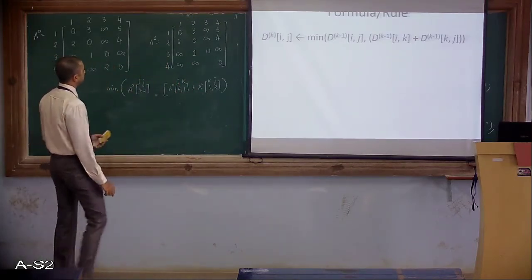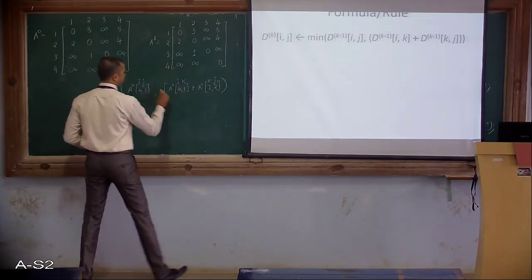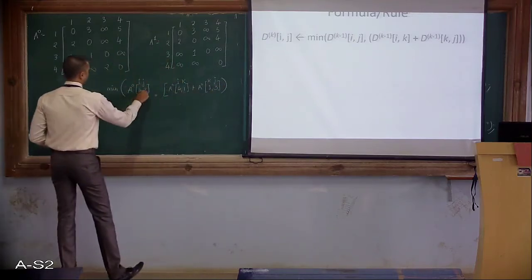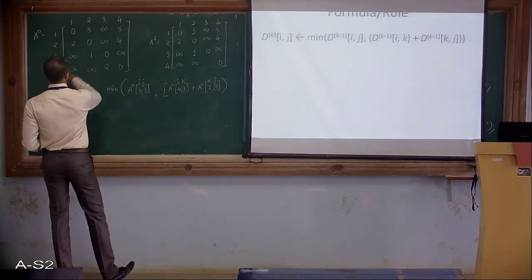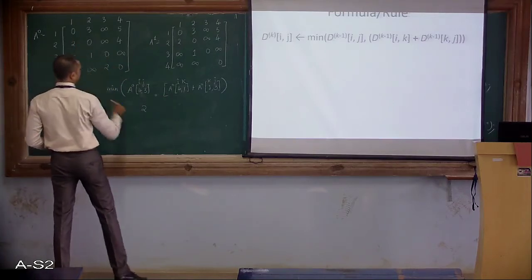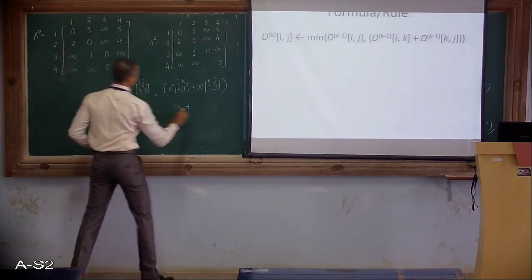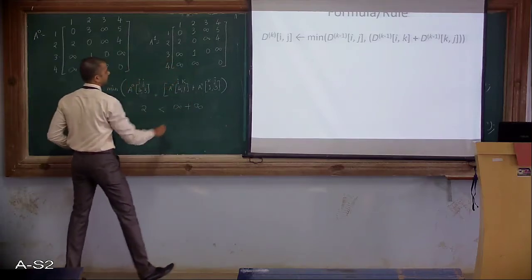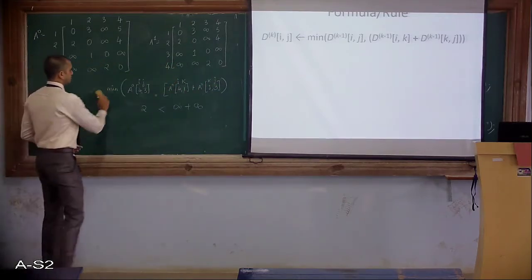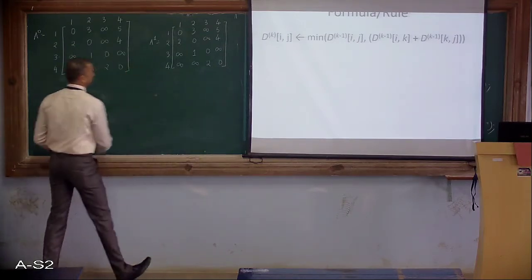Next, which one is remaining? 4 to 3. It will be 4 to 1 and 1 to 3. What is 4 to 3 in A0? 4 to 3 is 2. What is 4 to 1? Infinity, plus 1 to 3 is infinity. So this is less. I'm going to write 2 here. So this is A1, the A1 matrix that we have got.